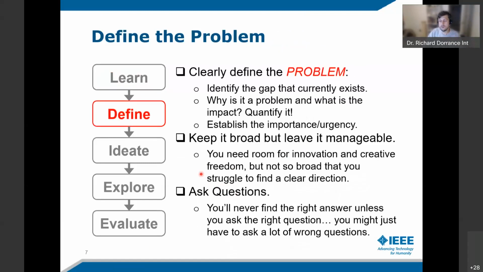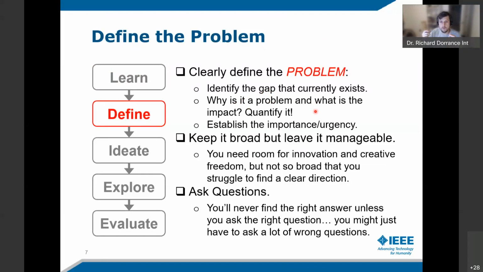Now, once you've gone through and learned all this great stuff, you now need to clearly define what the problem is that you're trying to tackle in terms of research. What it means to clearly define that problem is you need to be able to say what gap exists, what that problem is, and then not only why it is a problem, but what its impact is. You need to be able to quantify it.